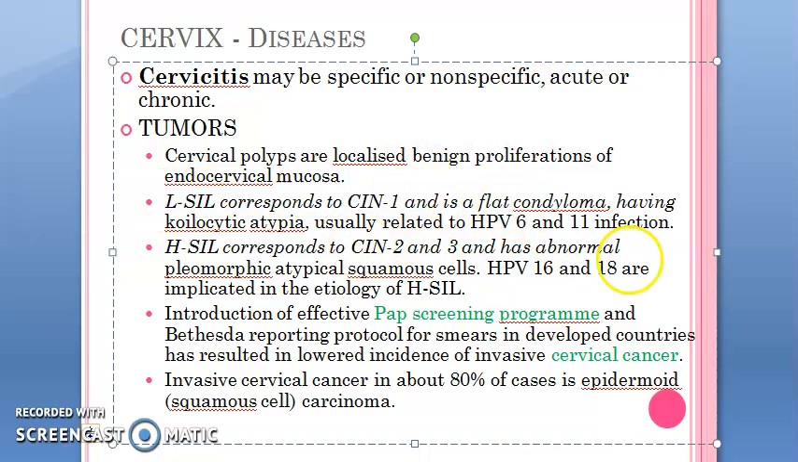And what will you see? Flat condyloma having koilocytic atypia. It is usually related to human papilloma virus 6 and 11 infection. High grade squamous intraepithelial lesion corresponds to CIN2 and CIN3, and it has abnormal pleomorphic atypical squamous cells. Human papilloma virus 16 and 18 are implicated in the etiology.